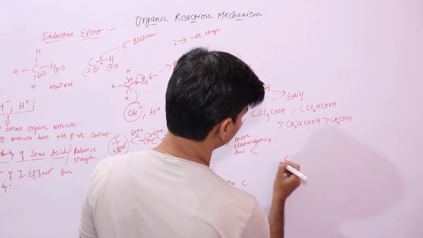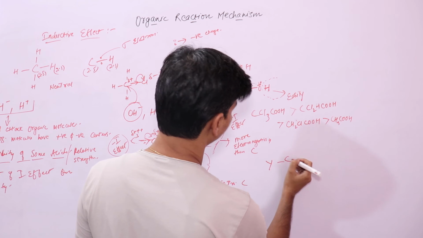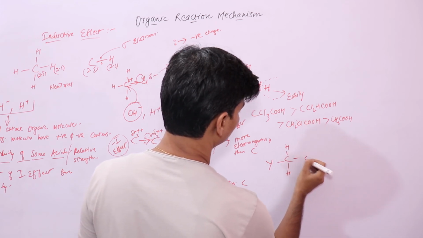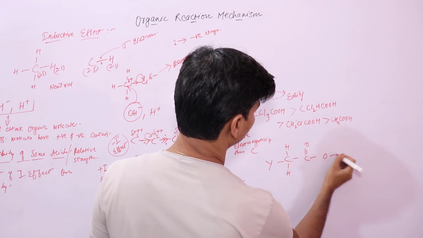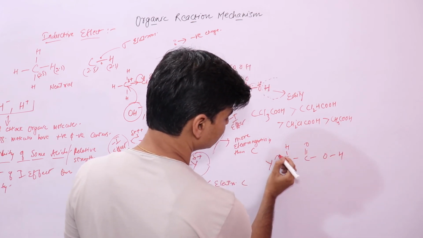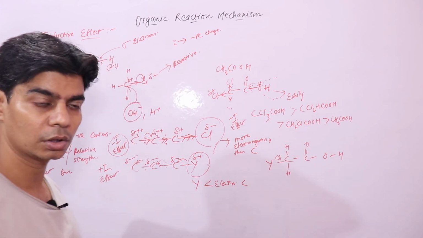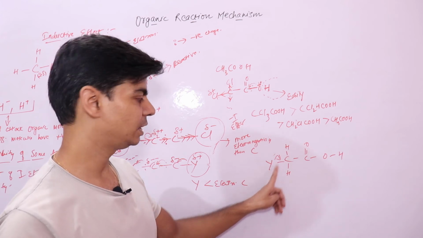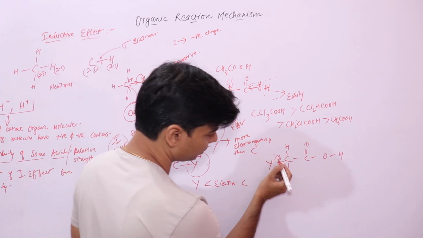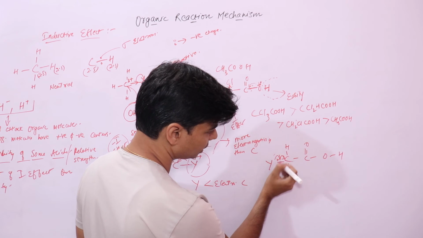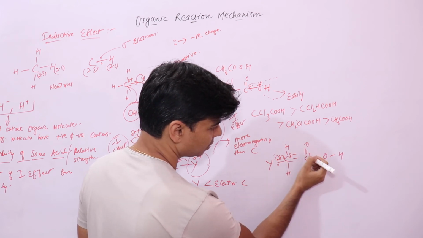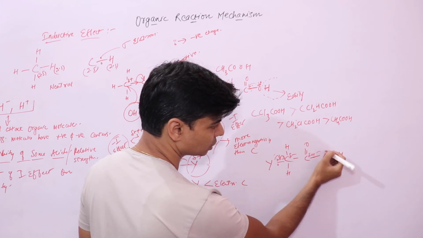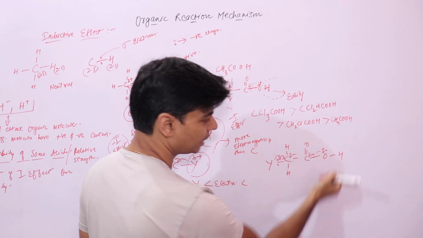If I take, say, any group Y, now this Y is electron releasing, or the other way we say is that Y has less electronegativity than carbon. So carbon will displace the shared pair of electrons towards itself, making it negative, right? This will also be negative, and this electron would be displaced more towards oxygen, right? This will again become negative, right?